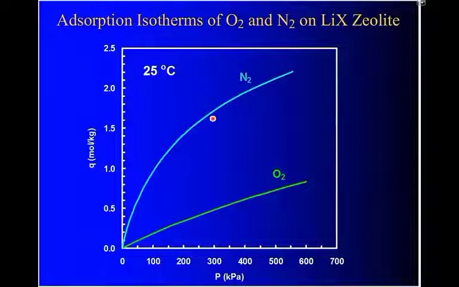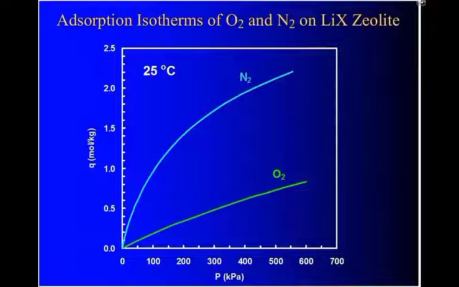I'm showing here adsorption isotherms for oxygen and nitrogen on lithium X zeolite. This is a partially lithium exchanged X-type zeolite. These really are the isotherms. I've removed the points. They're at 25 degrees, and it's showing the amount of these gases adsorbed per kilogram of adsorbent as a function of pressure in kilopascals up to about 7 atmospheres, 6 atmospheres or so. And you can see the significant difference.